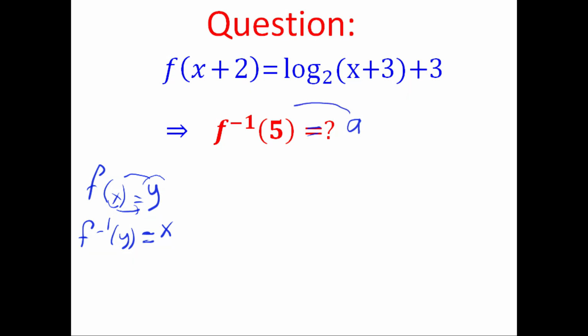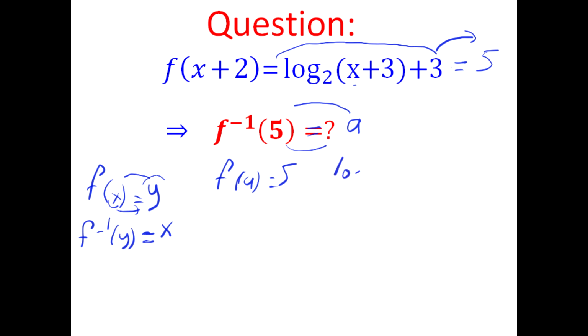If you switch those values, 5 and a, then we're going to have f of a is 5. So we're going to equal this whole term, the right side, to 5. Then we will try to find the value of x. From here, if you send this 3 to the right side, it's going to be negative 3. So the equation is going to be logarithm in the base 2, x plus 3, equal to 5 minus 3, which is 2.